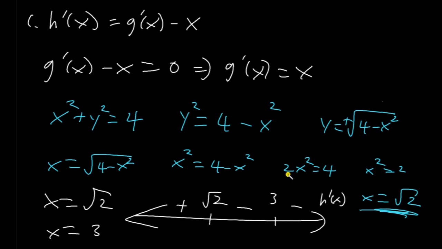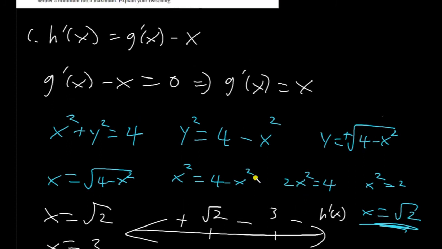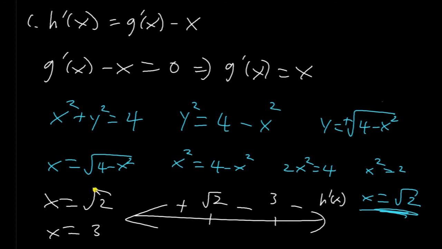This was a 4-point question. 1 point for successfully taking h prime of x, 1 point for successfully finding the two candidate points x equals square root of 2, x equals 3, 1 point for correctly stating that this relative max is at square root of 2 and giving the reason, and 1 point for stating that it's neither max nor min at x equals 3, again giving a good reason. Okay, that's number 5 out of the way.